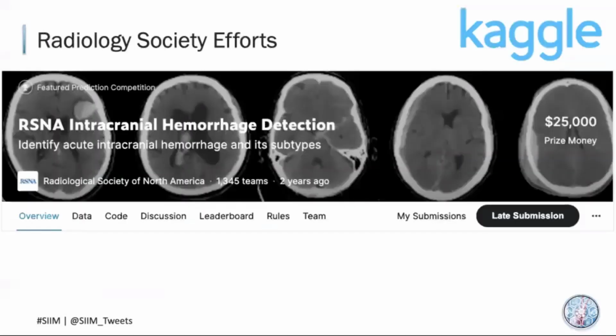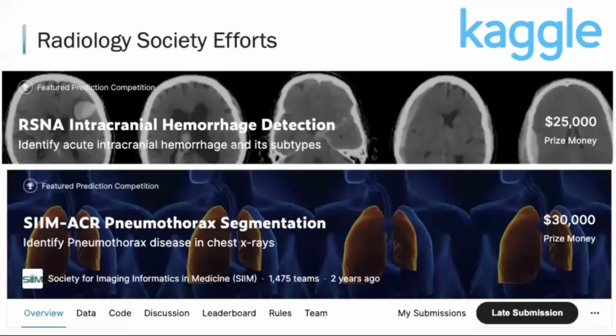These efforts have also been augmented by multi-institutional efforts led by radiology societies like SIIM and the RSNA to crowdsource high-quality labeled data, which continue occurring on an annual basis for the various society meetings.